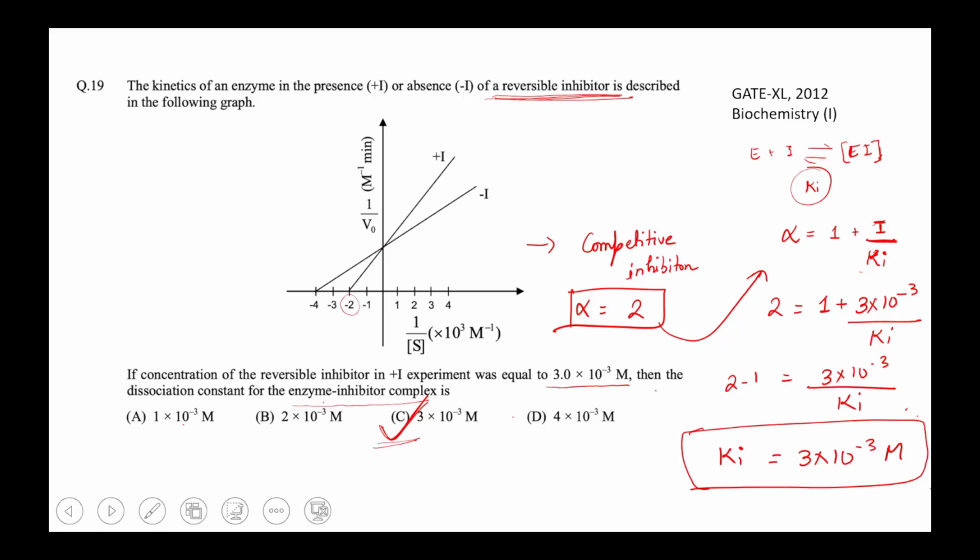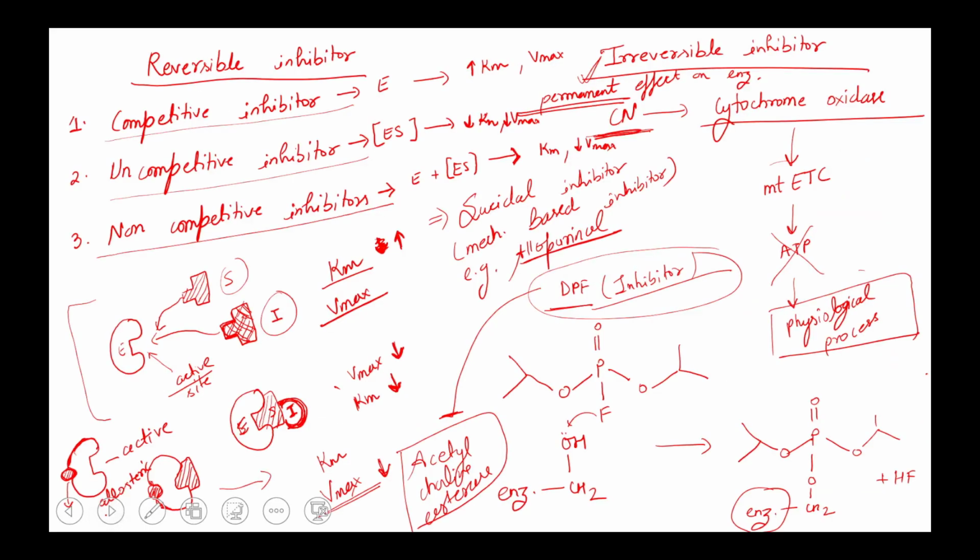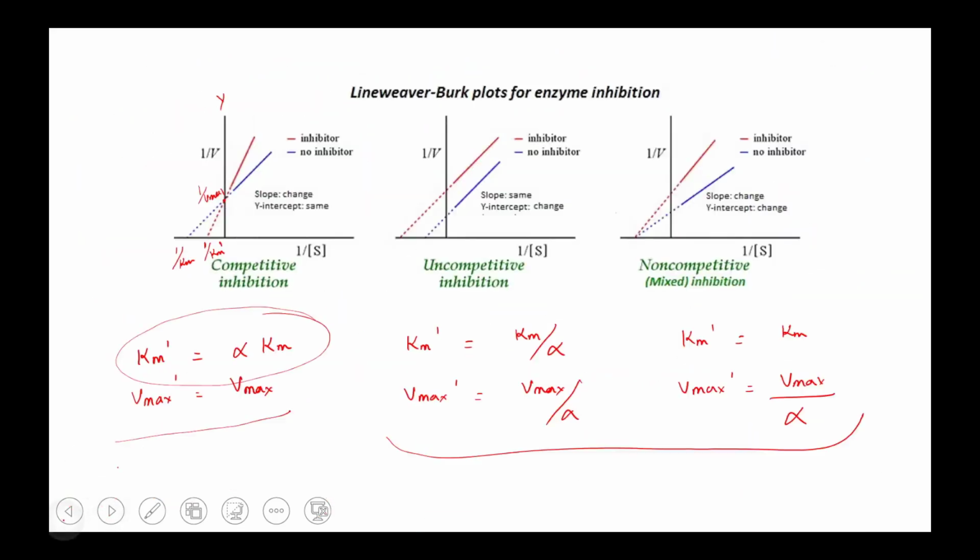Similarly, you need to remember this particular formula, and also in case of any enzymatic conversion, to get the alpha value, you need to remember all three graphs, how their values are changed, and how to find out the values of alpha.